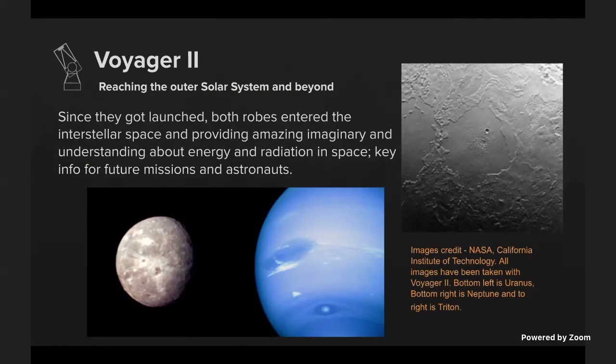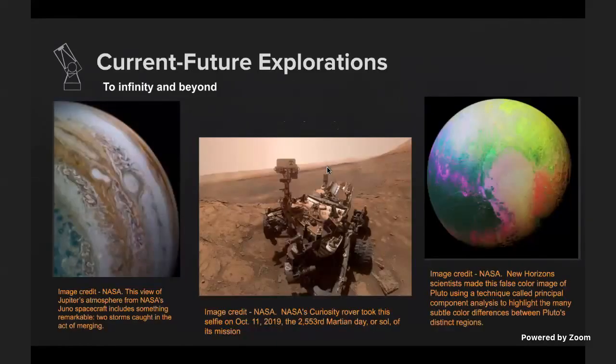It also took some of the most amazing images of Neptune's largest moon, Triton, revealing that it's the coldest known planetary body in the solar system and has a nitrogen ice volcano on its surface. In August 2012, Voyager 1 became the first spacecraft to cross into interstellar space, and Voyager 2 in November 2018.